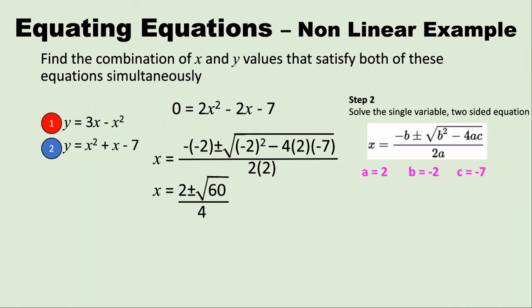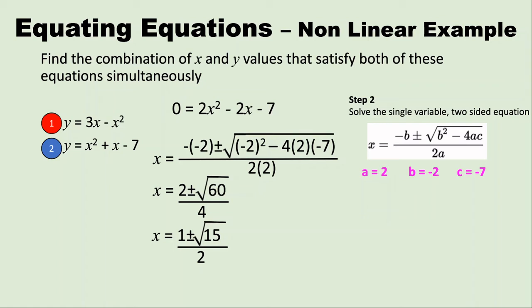The square root of 60, if you've done any work with surds, simplifies to be the square root of 4 times 15, or 2 times the square root of 15. So this can simplify even further to 1 plus or minus the square root of 15 over 2. Now that is in simplified surd term.